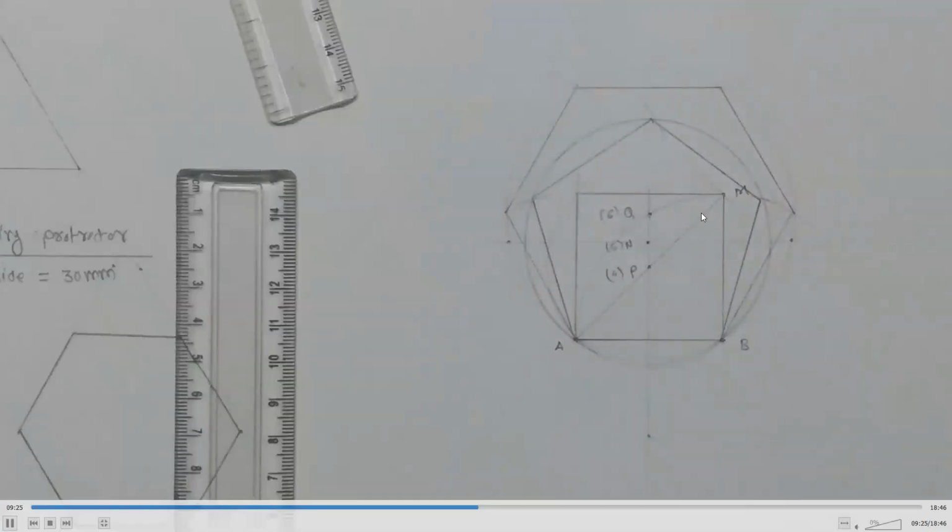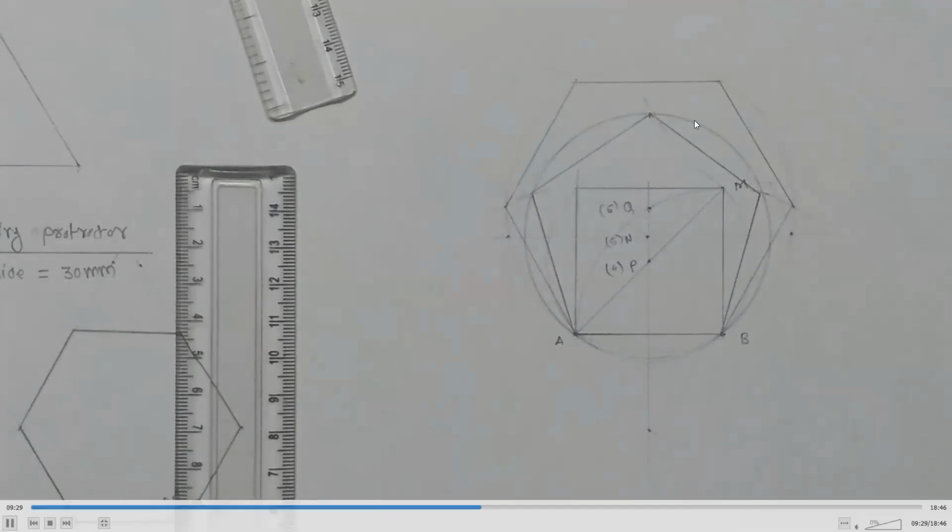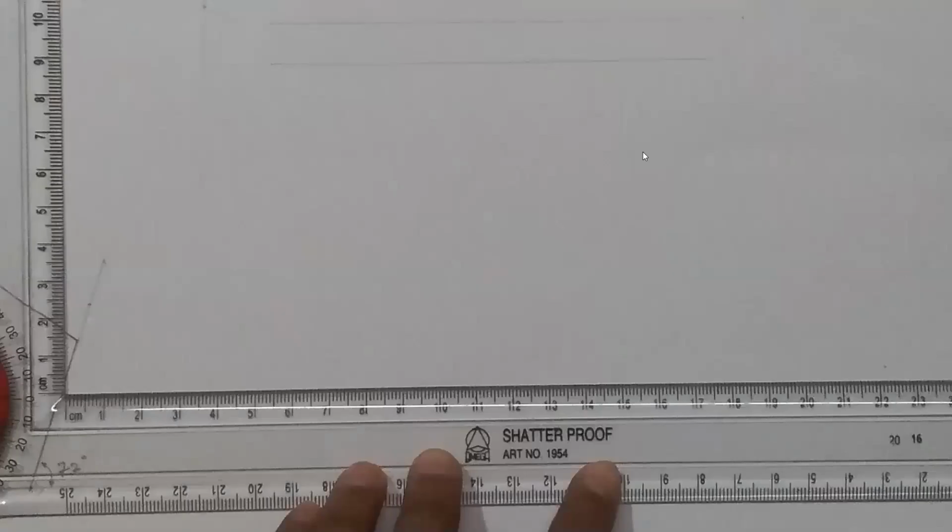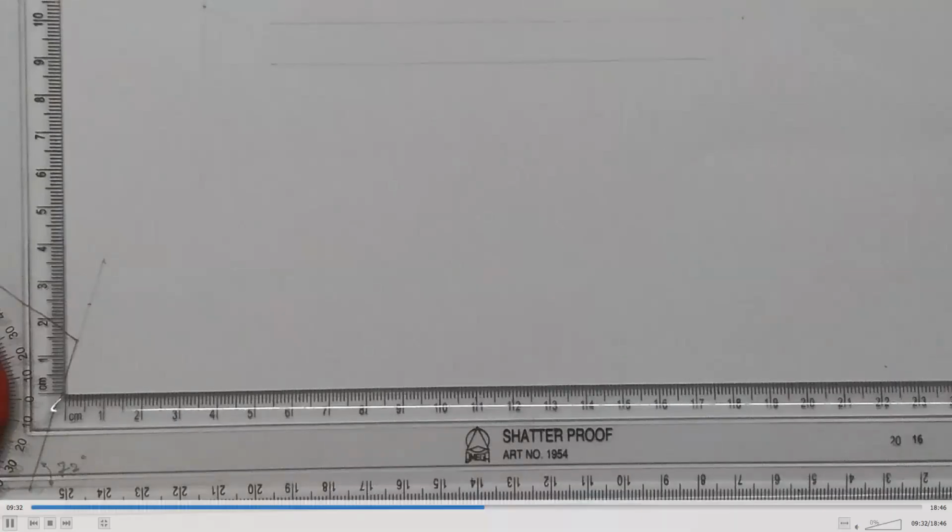So in this diagram, this center is slightly shifted on the right side. But if you draw it with proper care, accurately, then you will get the exact pentagon. Okay.